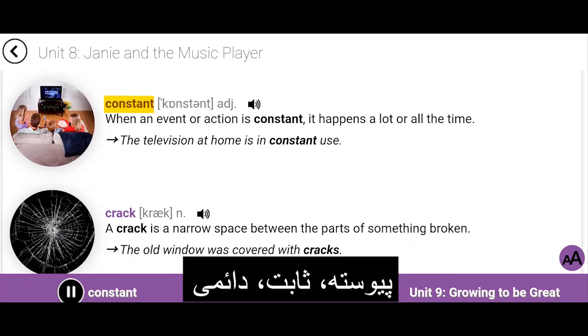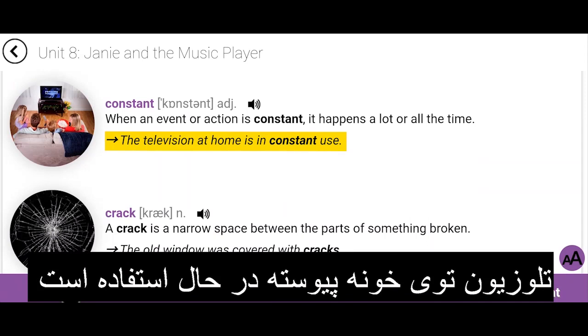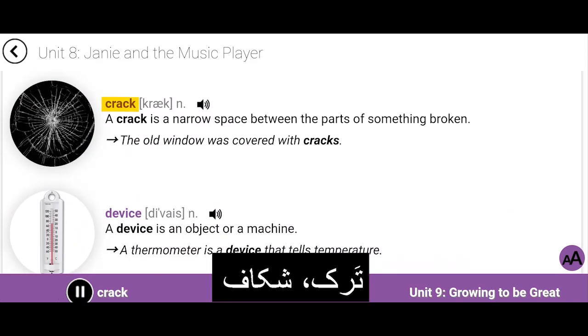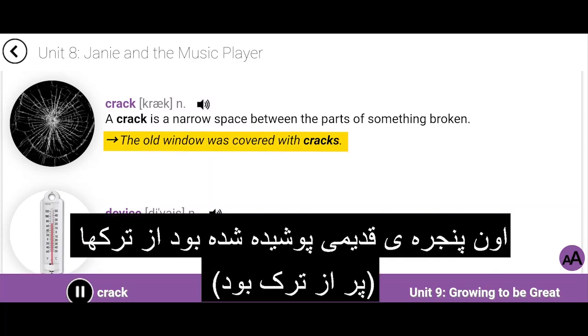Constant. When an event or action is constant, it happens a lot or all the time. The television at home is in constant use. Crack. A crack is a narrow space between the parts of something broken. The old window was covered with cracks.